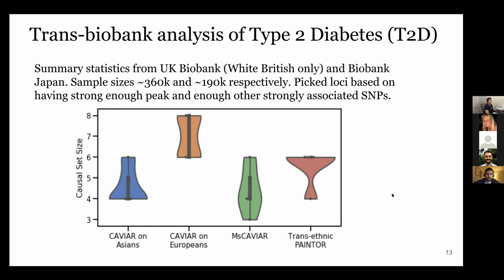So just one question here. What is the overlap like between the results of these methods? Are they returning the same ones? Yeah, so usually one is a subset of the other, although that's not always the case. If MsCAVIAR returns 5 SNPs and Caviar returns 10, the 5 is usually a subset of the 10, although not always. But I don't have any hard numbers on that.